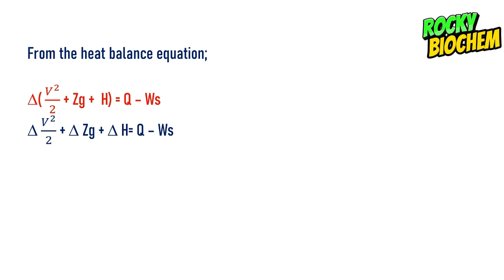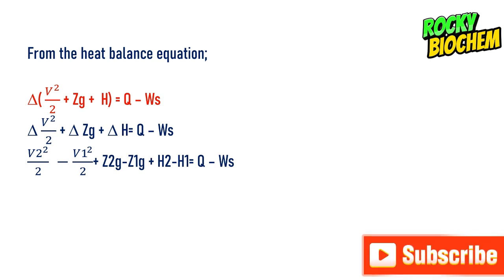This same equation can further be expanded to be V2 squared over 2 minus V1 squared over 2. You see, I am just expanding it further, because change in V squared over 2 can be considered as the final velocity squared over 2 minus the initial velocity squared over 2. And the change in Z is the final potential energy minus the initial potential energy. And then H2 minus H1 here represents our final enthalpy minus the initial enthalpy. And all these should be equal to Q minus Ws.